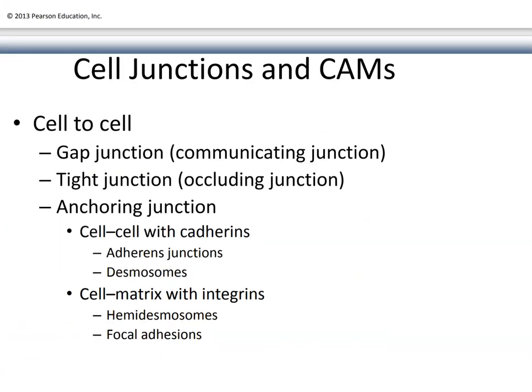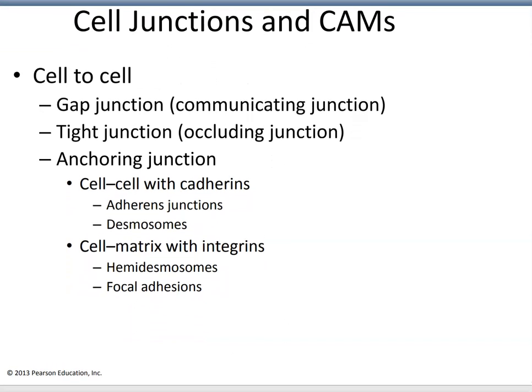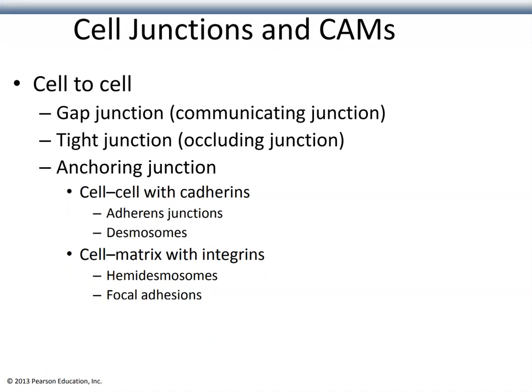So let's take a look at cell junctions. We have cell-to-cell junctions that are either for anchoring a cell to its neighbor or for communication. Now, a junction that's very important for physiology is called the gap junction. So the gap junction is a communicating junction. We'll take a look at that in a moment.